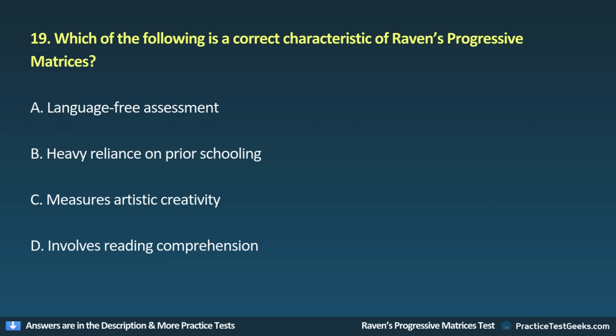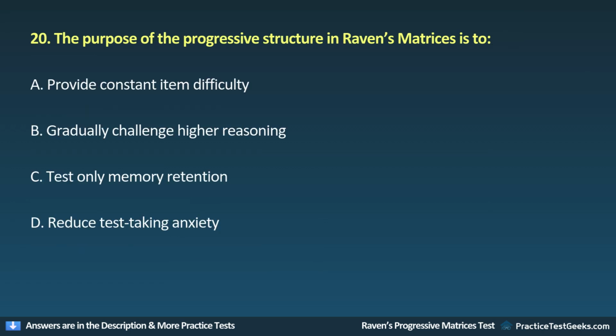19. Which of the following is a correct characteristic of Raven's Progressive Matrices? A. Language-free assessment. B. Heavy reliance on prior schooling. C. Measures artistic creativity. D. Involves reading comprehension.